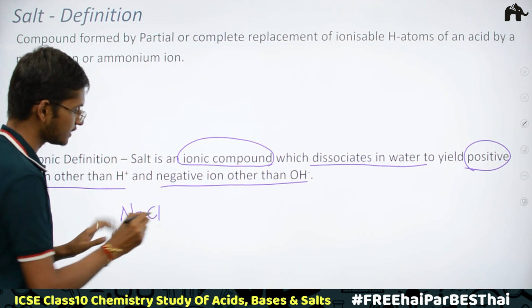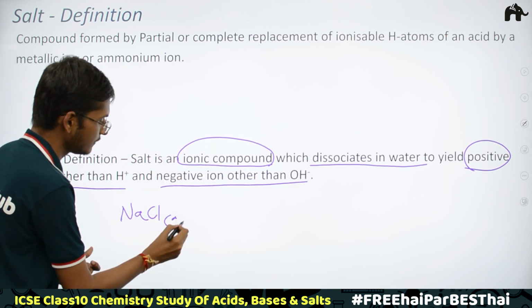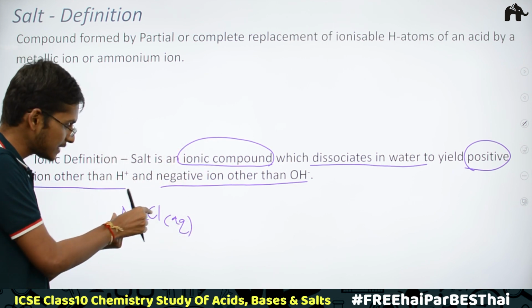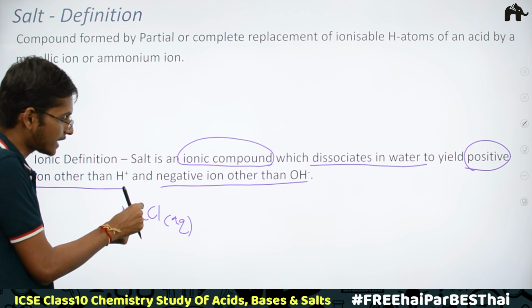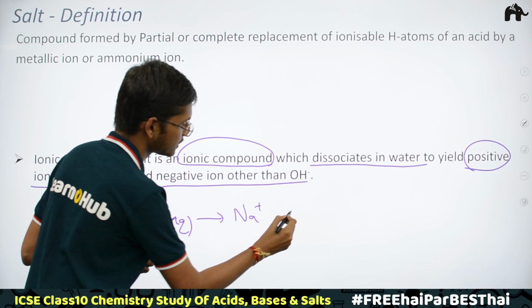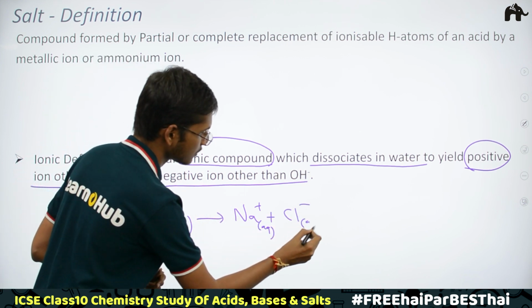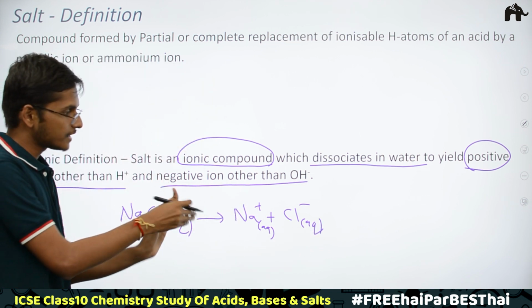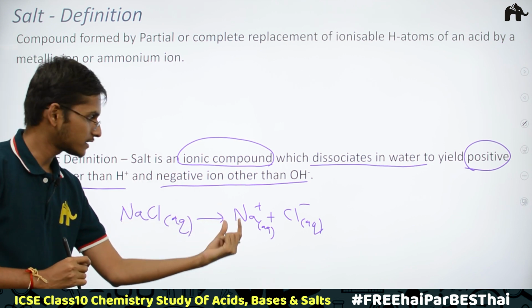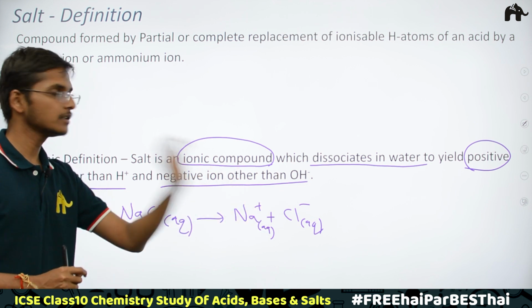NaCl, this is my salt, it is an ionic compound. Yes, I know NaCl is an ionic compound, and when I add it in water, when I dissolve it, what is happening? The Na plus and Cl minus ions of this NaCl are getting separated, which means it is dissociating in water, aqueous. Now it is dissociating to yield a positive ion other than H plus. Yes, Na plus is the positive ion other than H plus, and Cl minus is the negative ion other than OH minus.